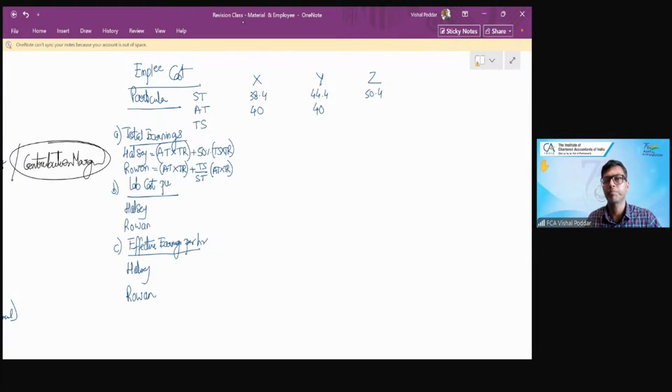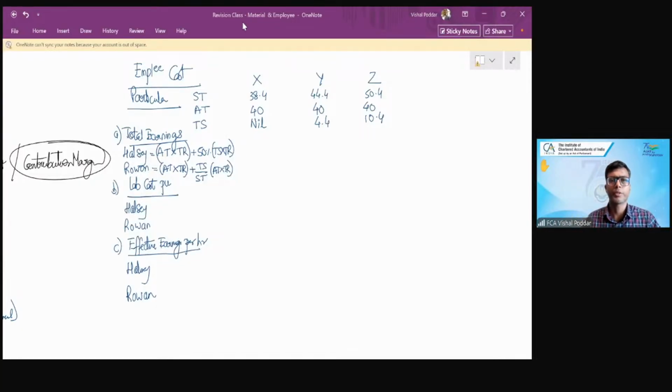It is 40. Now, X is in negative. It means time saved is nothing. Y has saved 4.4 hours and Z has saved 10.4 hours. Is this clear? Understood by all? Anybody, any questions? Okay, Sunidhi has also confirmed. Great, Akanksha has also confirmed.